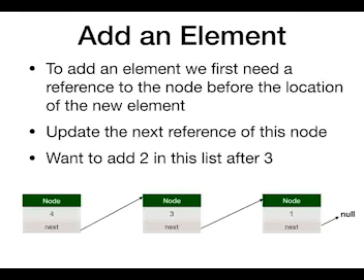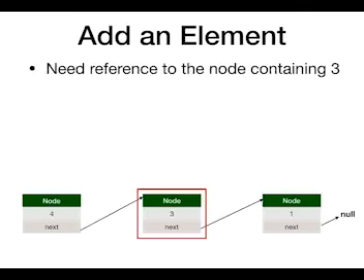Adding an element. So this starts, say we want to add an element in a particular place. This starts by finding the node where we want to add the element. So if we want to add an element somewhere in the middle of this list, so we want to add after 3 the value 2, we're going to have a reference to the node containing the value 3. Once we have that reference, this is easy enough.